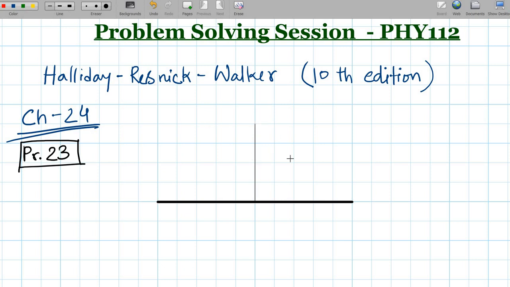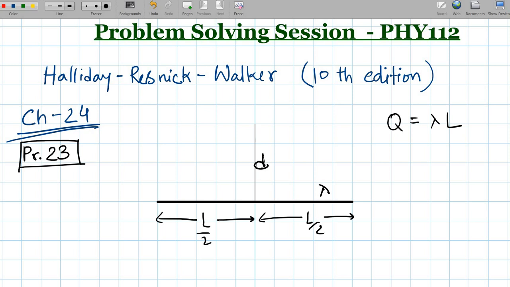So as the problem suggests, this is D, and this is L by 2, L by 2. And there's a charge distribution on it, the charge density lambda. So I should assume the total charge Q is equal to lambda times L, since lambda is a constant and doesn't depend on the position.